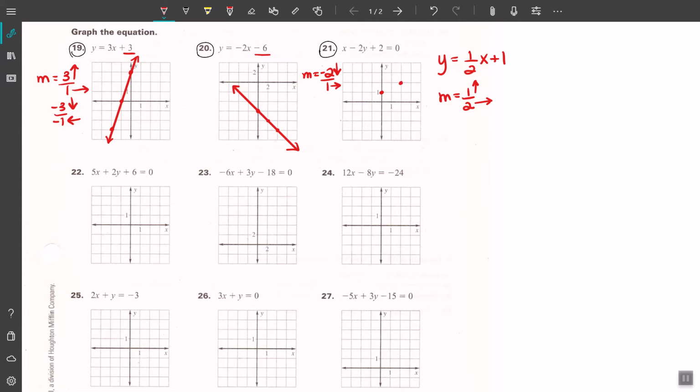And I could also, just to show you, like what we did in number 19, instead of having it positive 1 over positive 2, I can rename it as negative 1 over negative 2, because that's the same thing. Those will cancel down to 1/2. And then I can start from this point here, my y-intercept, and go down 1 and to the right 2 and get another point and connect those dots.